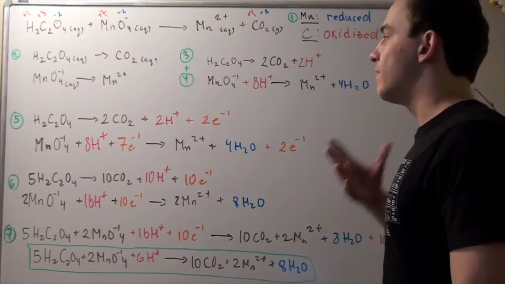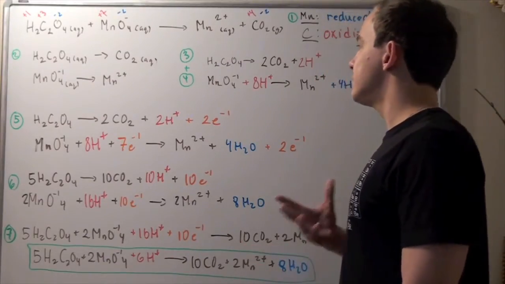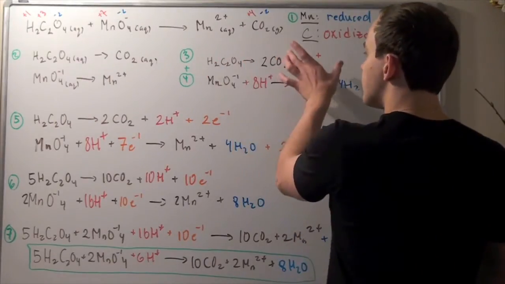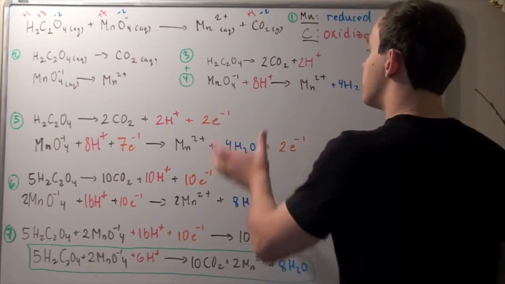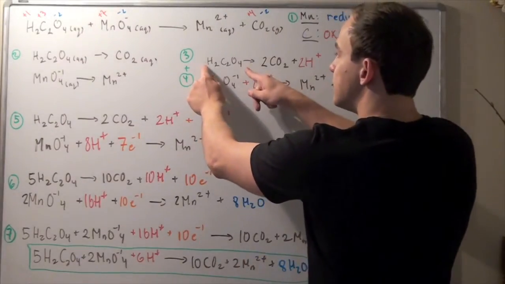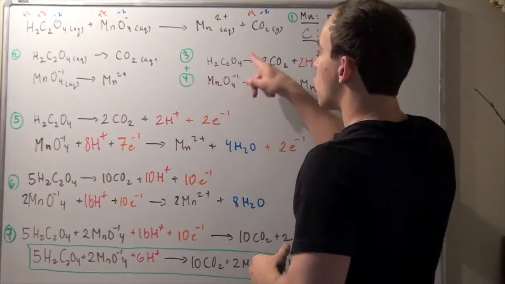Now let's go to step 5. In step 5, we basically want to balance the entire charge found on this side and this side, and then the entire charge found on this side and this side. In other words, on this side of the oxidation half reaction, our charge is neutral.